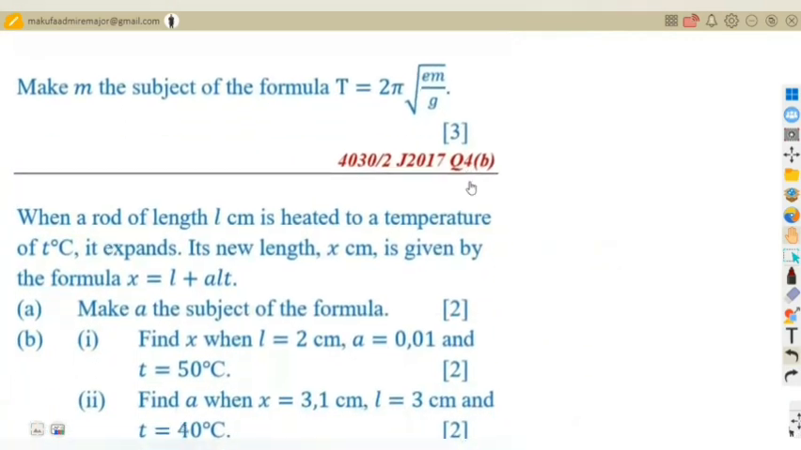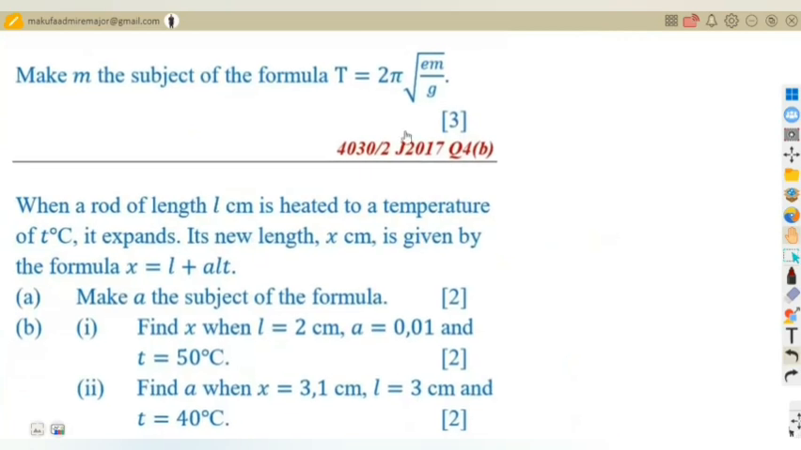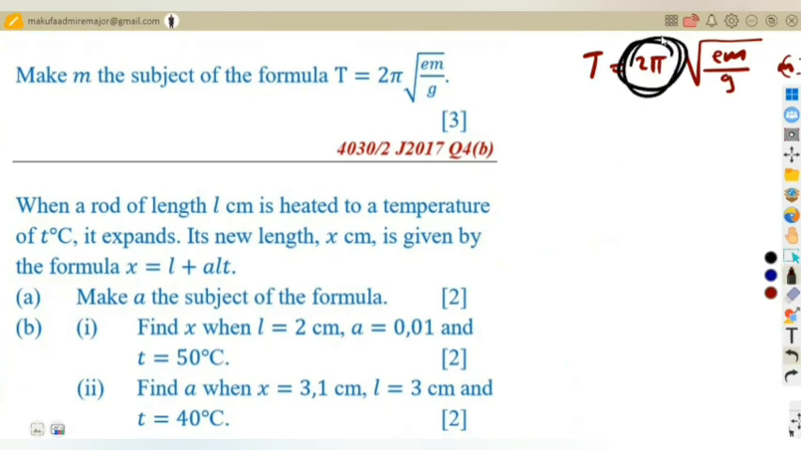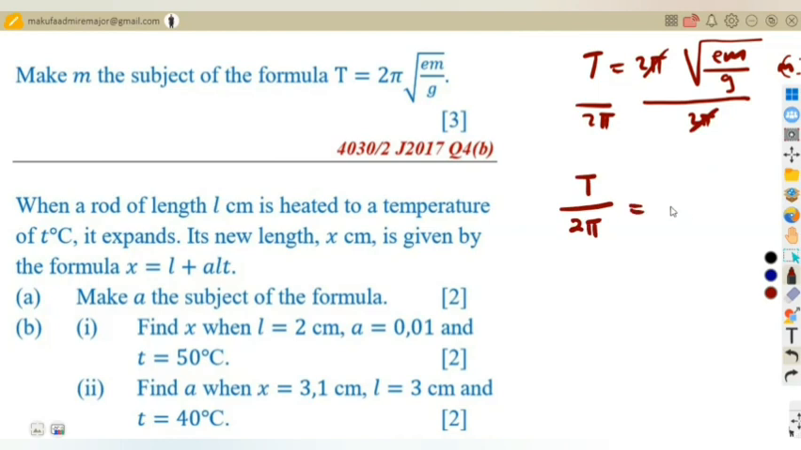All right, then the other part you're asked here is to make m the subject of the formula, given that t is equal to 2 pi times the square root of em over g. So yes, here we've got a square root, but there is a term that is outside of the square root, which is not even affected by the square root. So we can divide both sides by 2 pi. So we are going to remain with t over 2 pi equal to the square root of em over g.